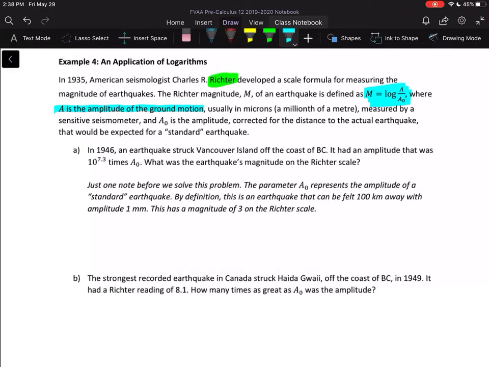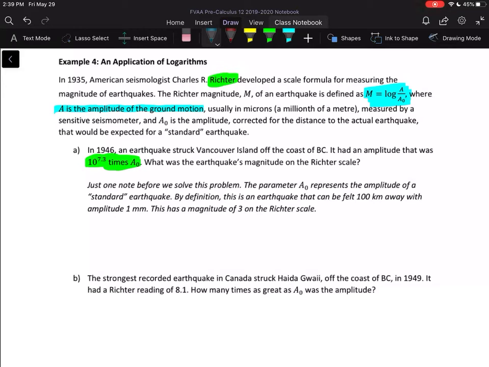So in 1946, an earthquake struck Vancouver Island off the coast of BC. It had an amplitude that was 10 to the 7.3 times the A0, the amplitude corrected for distance of a standard earthquake. What was the earthquake's magnitude on the Richter scale?